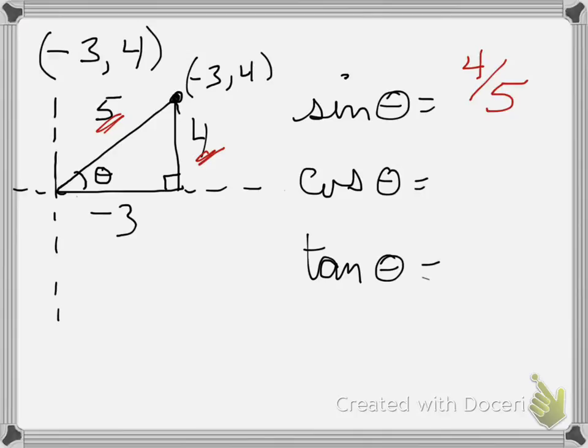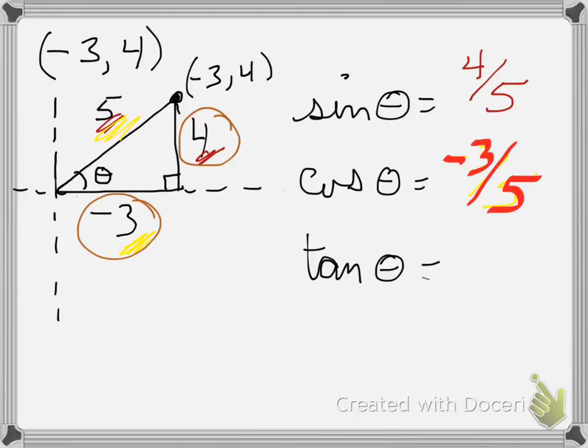Cosine is adjacent over the hypotenuse, or -3/5. I'll write that so you can see it. -3/5. Now, tangent is opposite over adjacent. There we go. All right, we took the point and we made a triangle using that point, and then it's just a matter of remembering what the trig ratios are. Let's do another one.